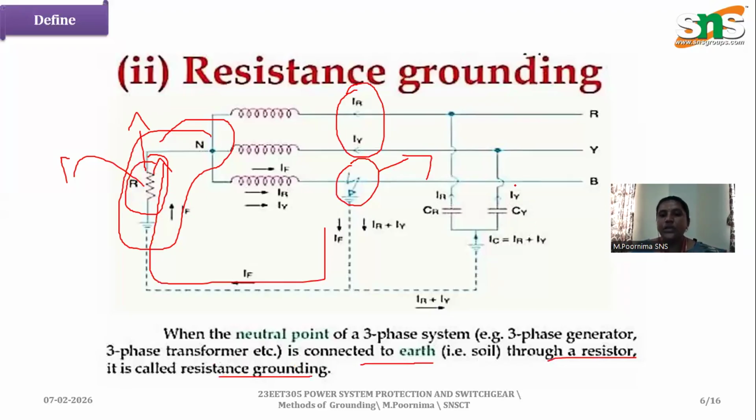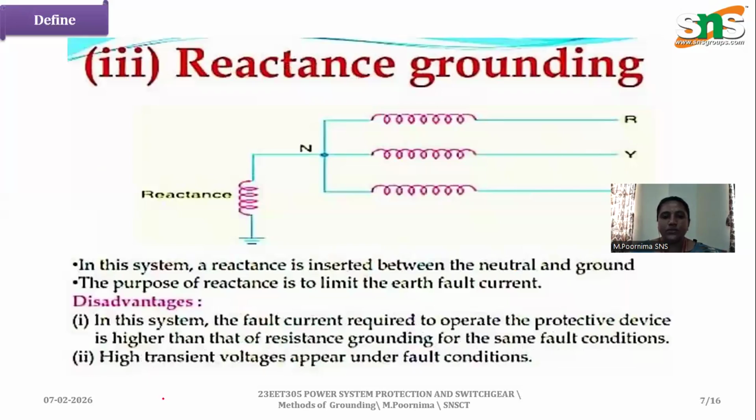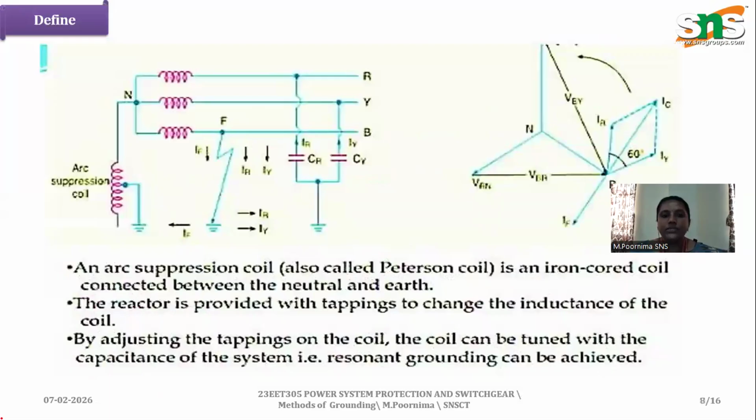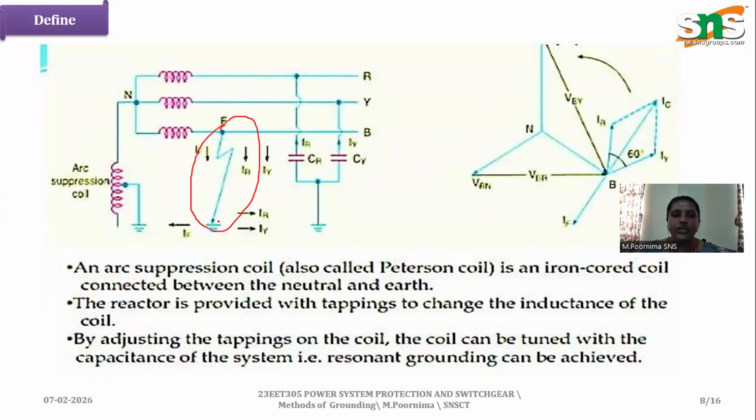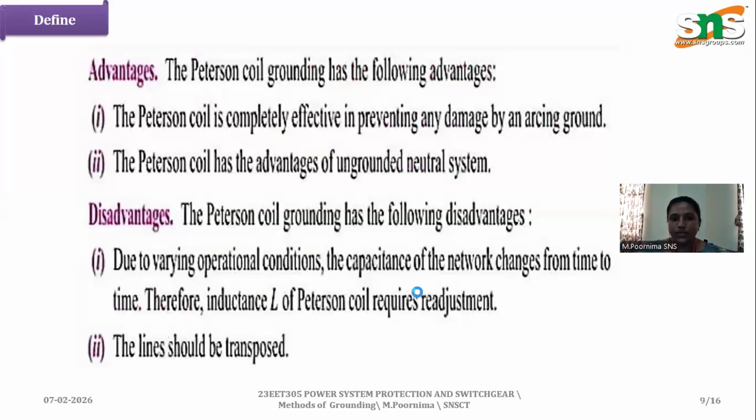Here we can see the reactance grounding. We are connecting the same thing, a reactance. When a fault occurs, the fault current goes through the reactance. This is also known as the arc suspension coil, that's also called the Peterson coil.